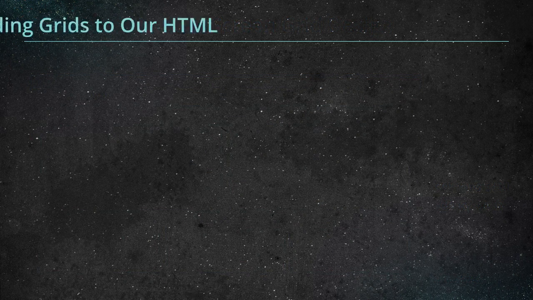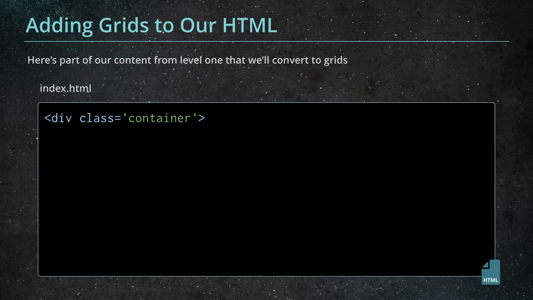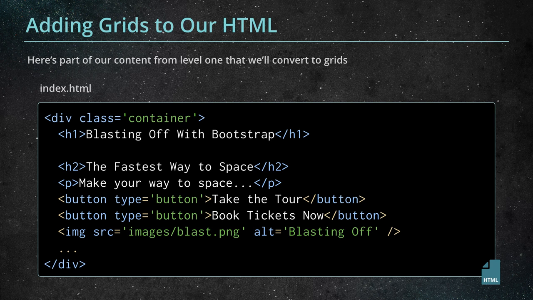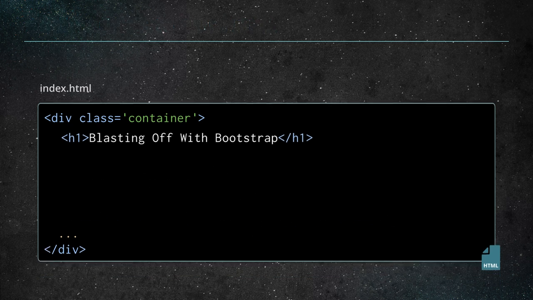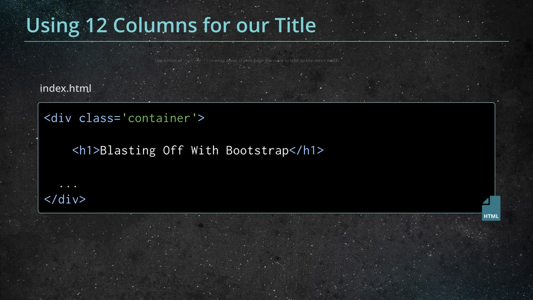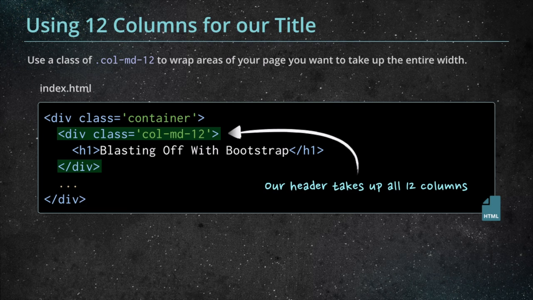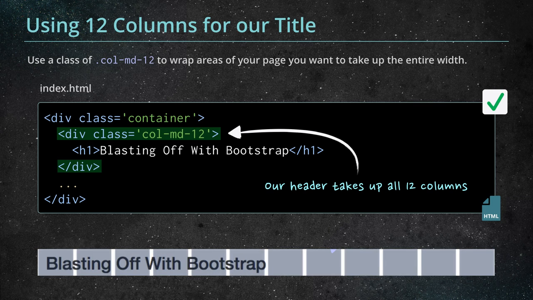Let's take a look at our code so far. Here we have our h1 tag. That's the one that we want to span all 12 columns. We'll need to wrap our h1 tag in another div that has a class of col-md-12. If we look at this in a browser now, we can see our h1 tag is now taking up all 12 columns.